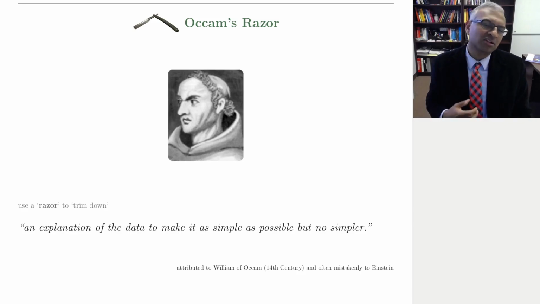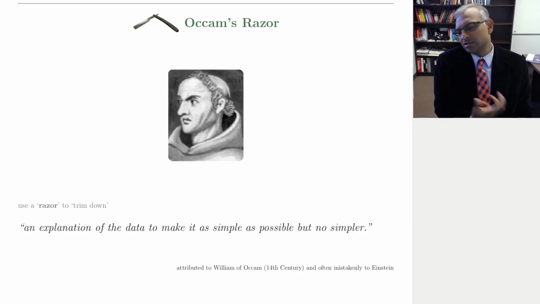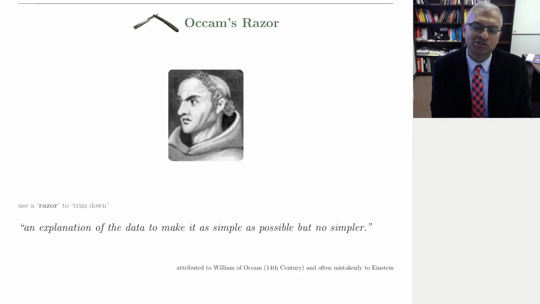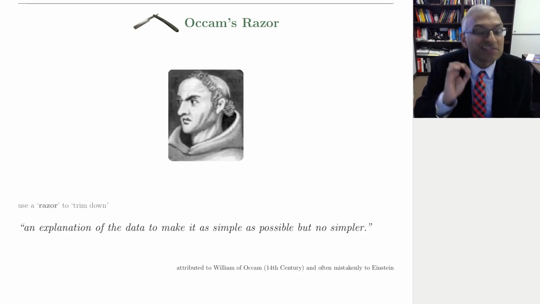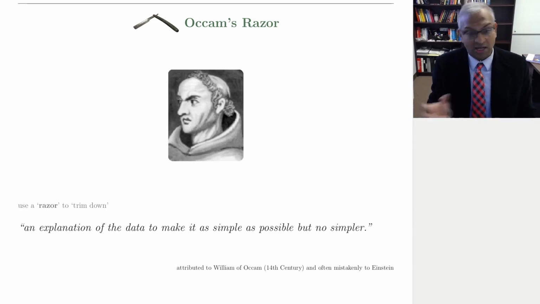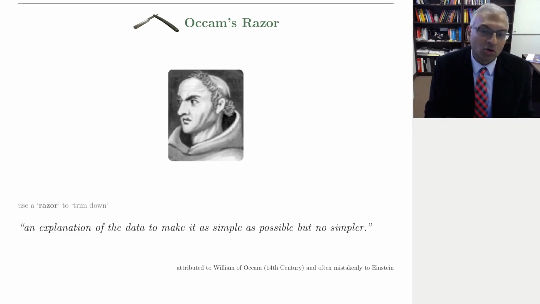Okay, now let's take this in the context of scientific disciplines. So the data is golden. Whatever theory you have has to explain the data. But there may be many theories that can explain the data. And so what Occam is suggesting is that you should pick the simplest that explains the data. Now, what about the explanations that do not explain the data? Well, you can throw those out. In the scientific disciplines, the data is golden, and any correct theory must explain all the data.